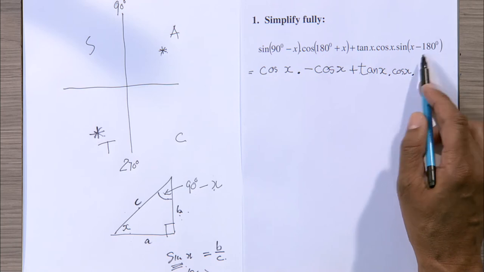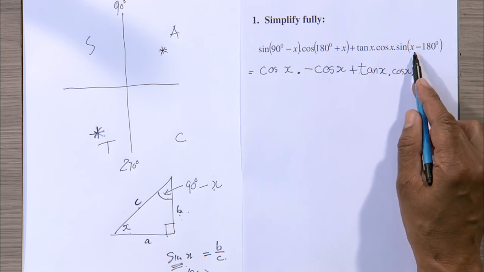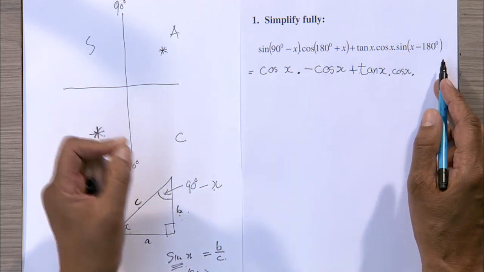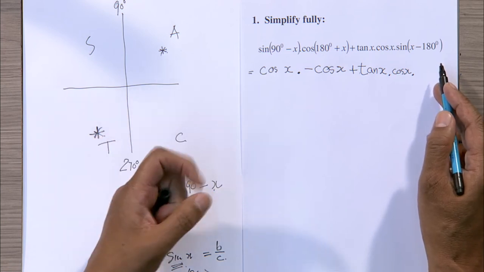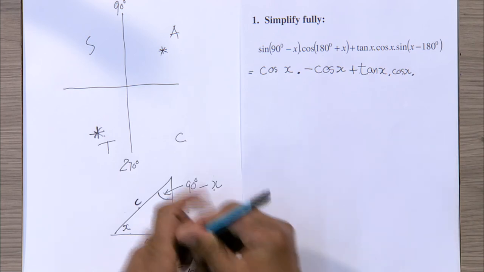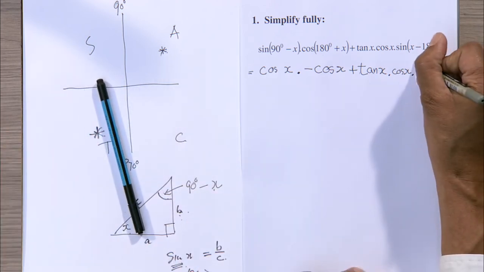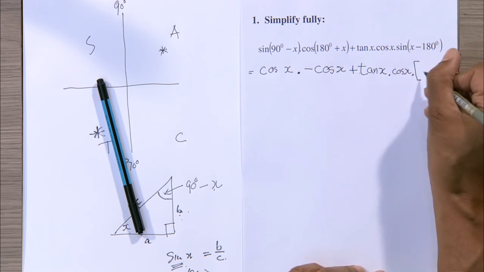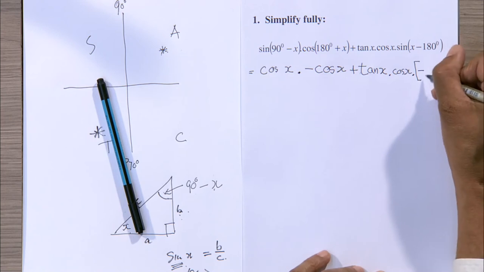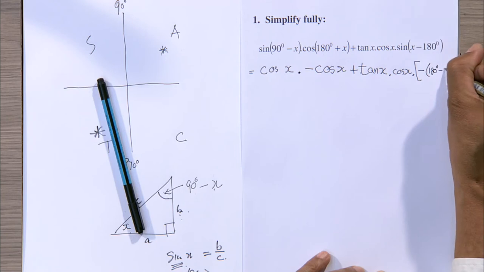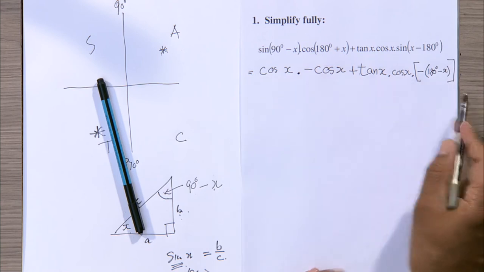And the only way in mathematics, anywhere where I change a negative to a positive, is either by multiplying with a negative 1 or taking out negative 1 as a common factor. And that is what I'm going to do here. So taking out negative 1, I'm using a square bracket just because there's a round bracket already. Taking out negative 1, and I'm left with plus 180 minus x. So I'm writing it in the form of the others.